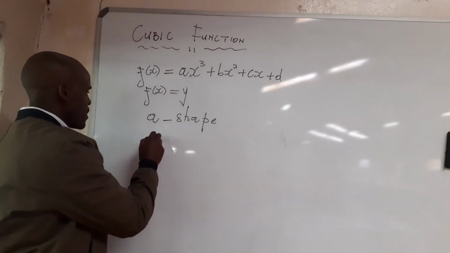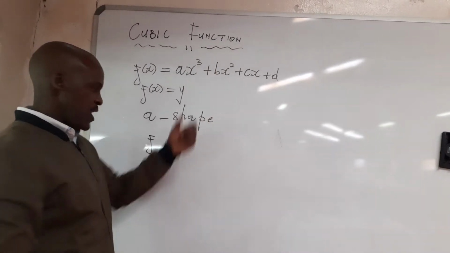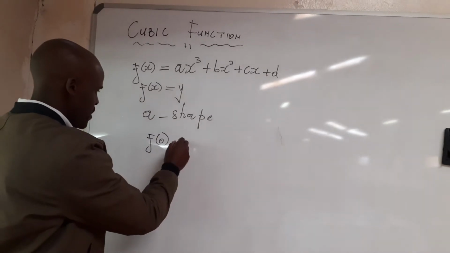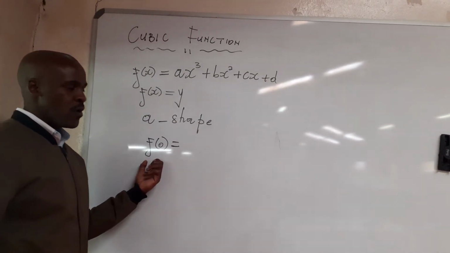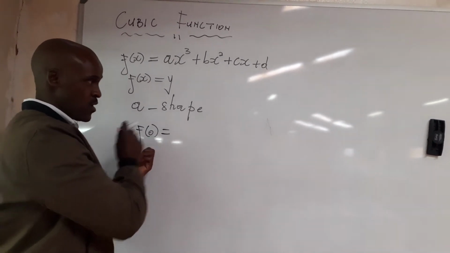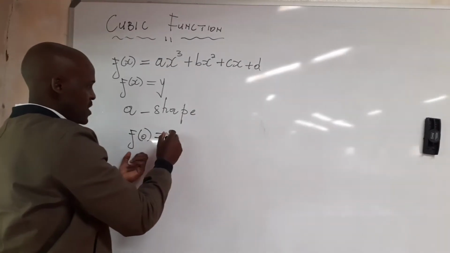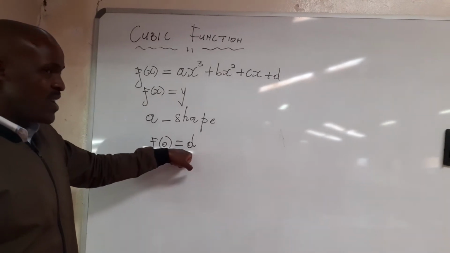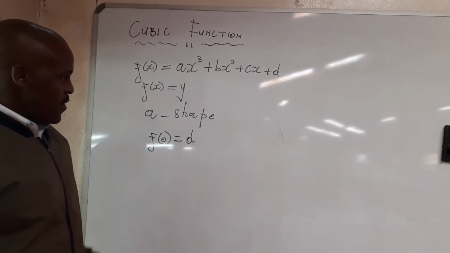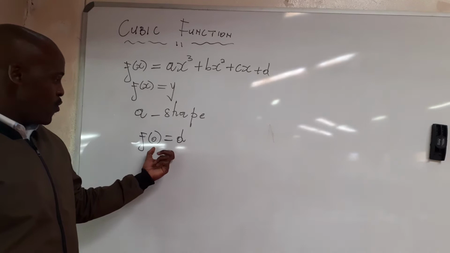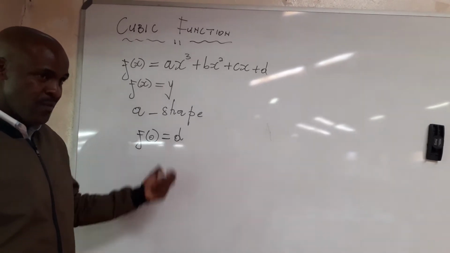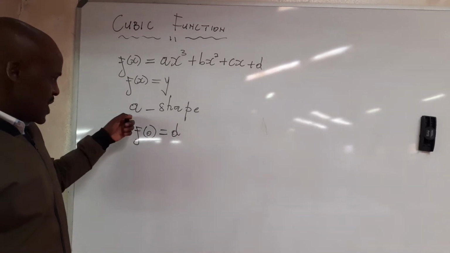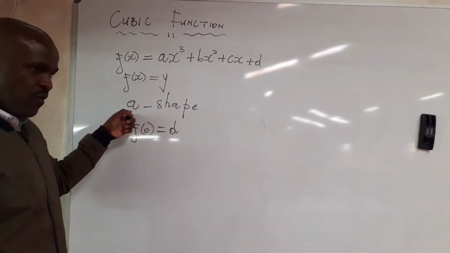Therefore, for you not to have x, that means x is going to be 0. That is f(0). So if x is equal to 0 here, that will mean your f(0) is equal to d. And then I will show you what this means. The most important thing, as I said, here is the value of a.